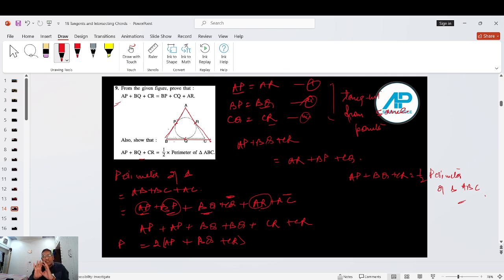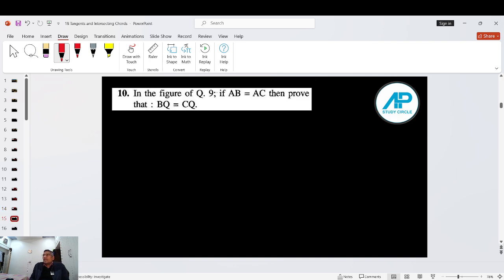A very good question, slightly tricky, and you can always solve it by taking the solution from here. Note it down once and do it again. It will give you a better idea of how the questions are solved. The next one, in the figure of question 9, is the same question again. I'm seeing the same diagram. So let us make a diagram for you.